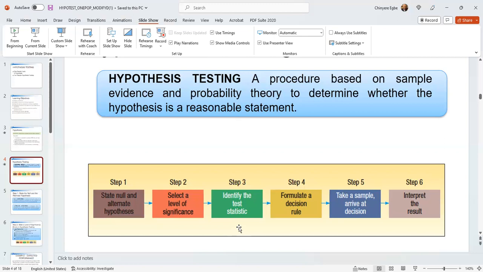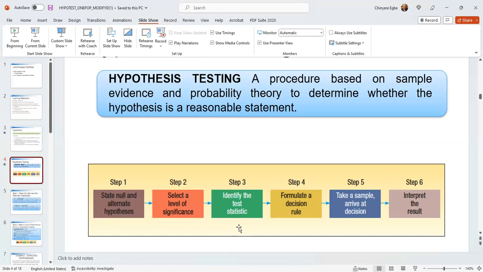Okay? Then you select a level of significance. Now, you can say, I'm going to select a 2.5% level of significance. Okay? You can say a 1% level of significance. Okay? A 2.5% is 0.025. A 1% level is 0.01. Okay, so you select that level of significance, and I'm going to show you exactly what it means. And then you identify the test statistic. Okay.